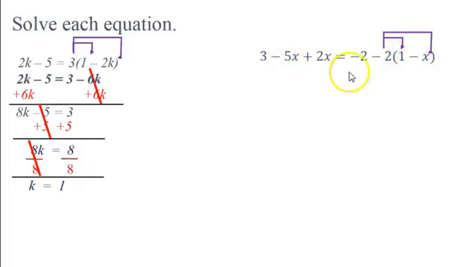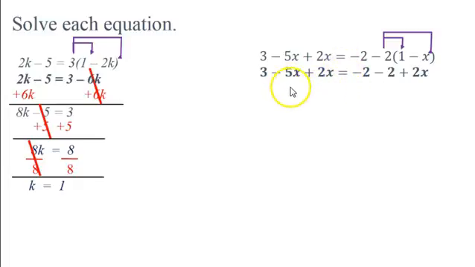So I'm going to rewrite all of this again. 3 minus 5x plus 2x is equal to negative 2. And this is where I distributed, minus 2 plus 2x. So after we distribute, according to our procedures, we need to combine like terms. What do we have for like terms? Let's look at the left side first. So combine like terms on each side of the equal sign.